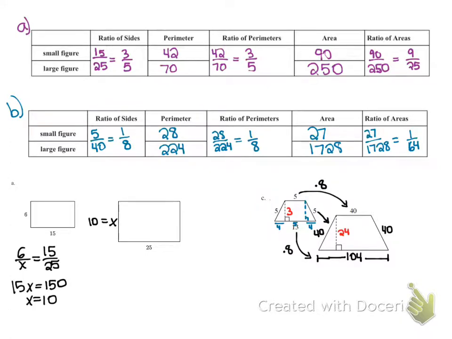You had to find the missing side length in part A, so you had to figure out that that side length was 10, and you could have done that by setting up a proportion. In part C, you had to figure out all the side lengths of the larger figure, so you had to realize that the side lengths were being multiplied by 8. So if you multiply both the other side lengths by 8, you get 104 and 40.